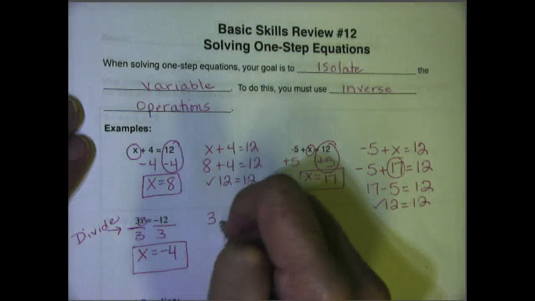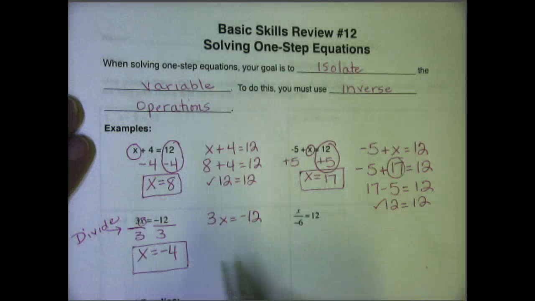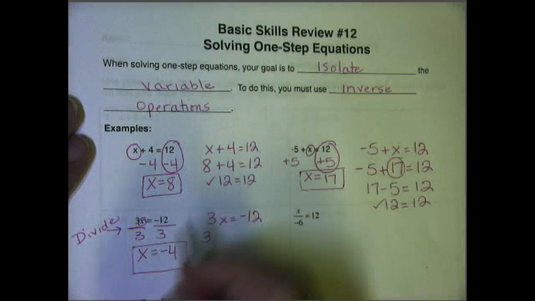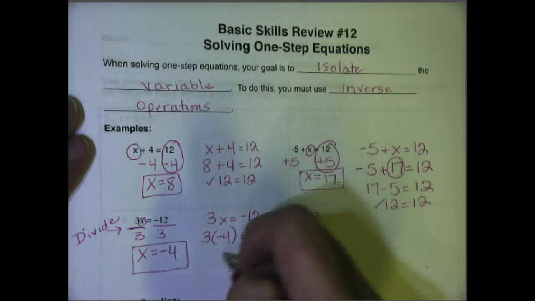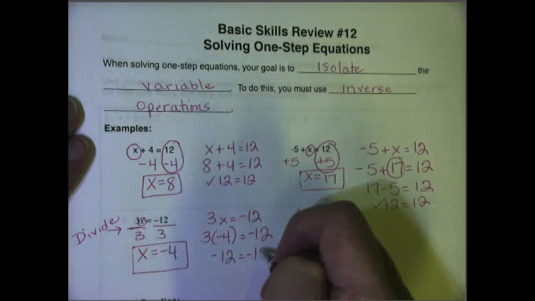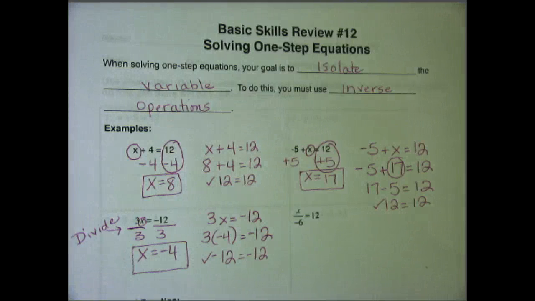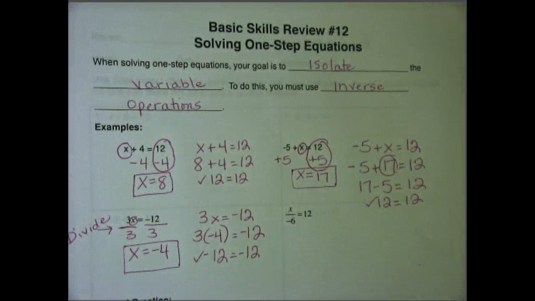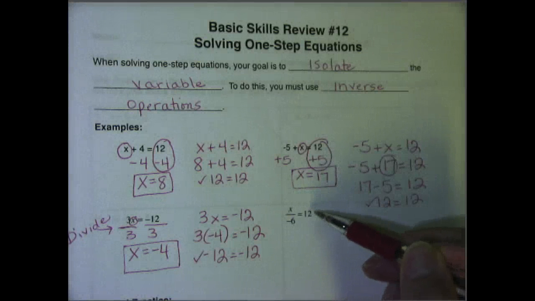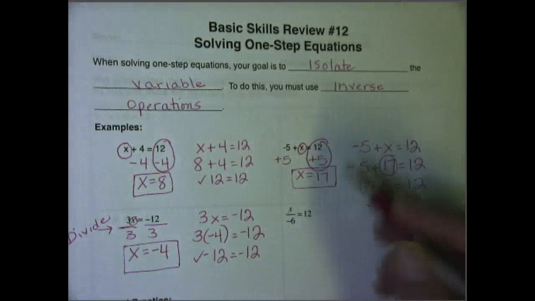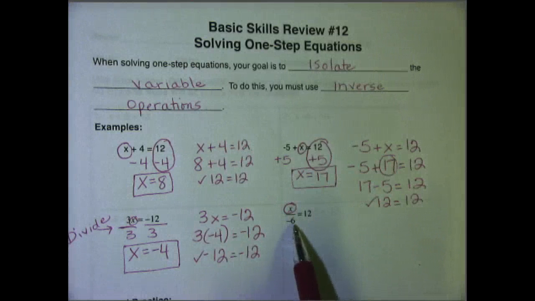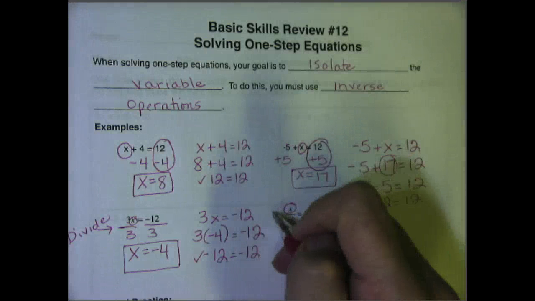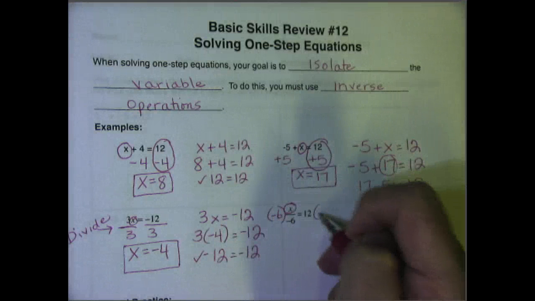Again, I can check my work by substituting into the original equation. X is negative 4, so I'll put it in for x. 3 times negative 4 is negative 12. Negative 12 equals negative 12, so we know we did it correctly. Our last example is division. X divided by negative 6 equals 12. I need to get x by itself. I have a divided by here, so I'm going to do the opposite of division, and I'm going to multiply.